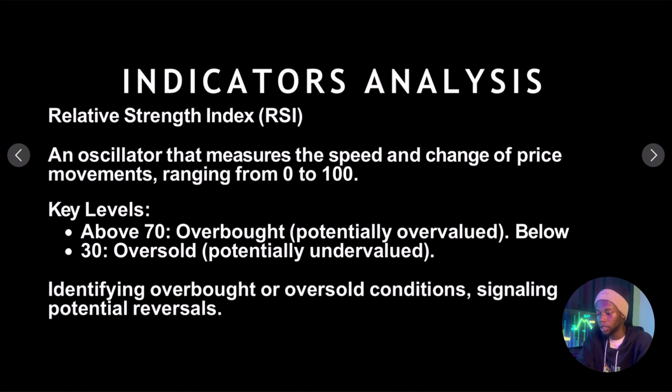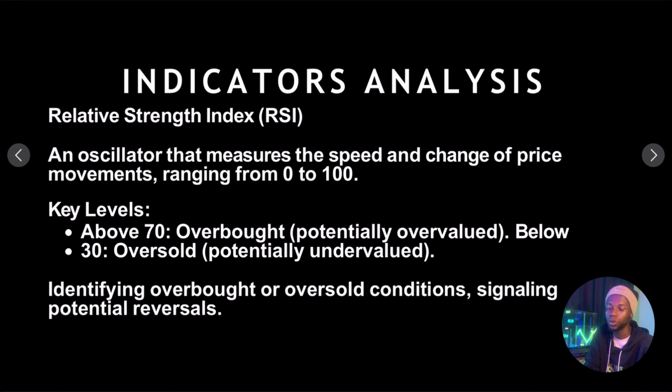The RSI, or the relative strength index. RSI is an oscillator that measures the speed and change of price movements ranging from 0 to 100, and the key levels are the 70 level and the 30 level. The 70 level is stated to be the overbought level, while the 30 level is identified as the oversold level. It is used to identify the overbought and oversold condition, signaling a reversal.